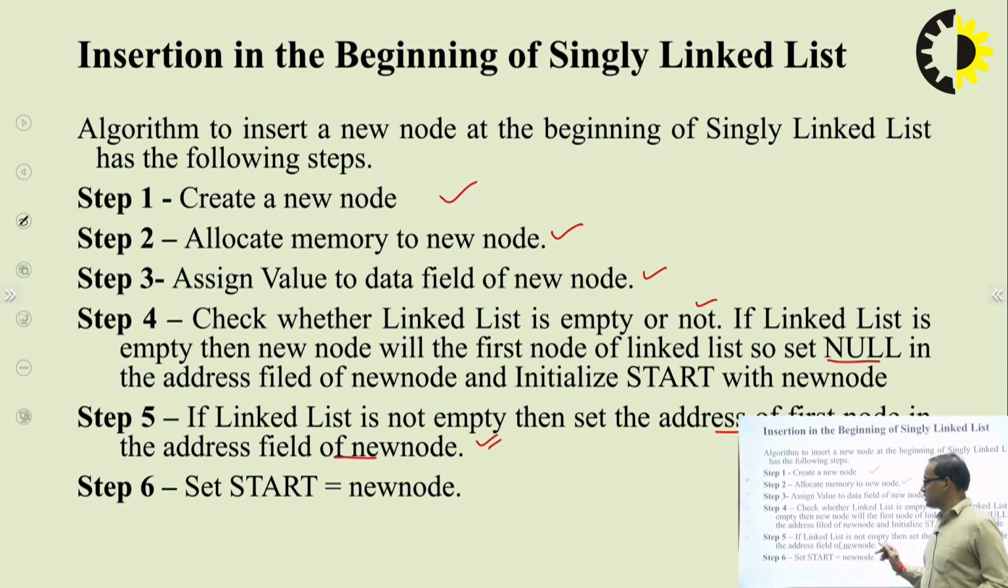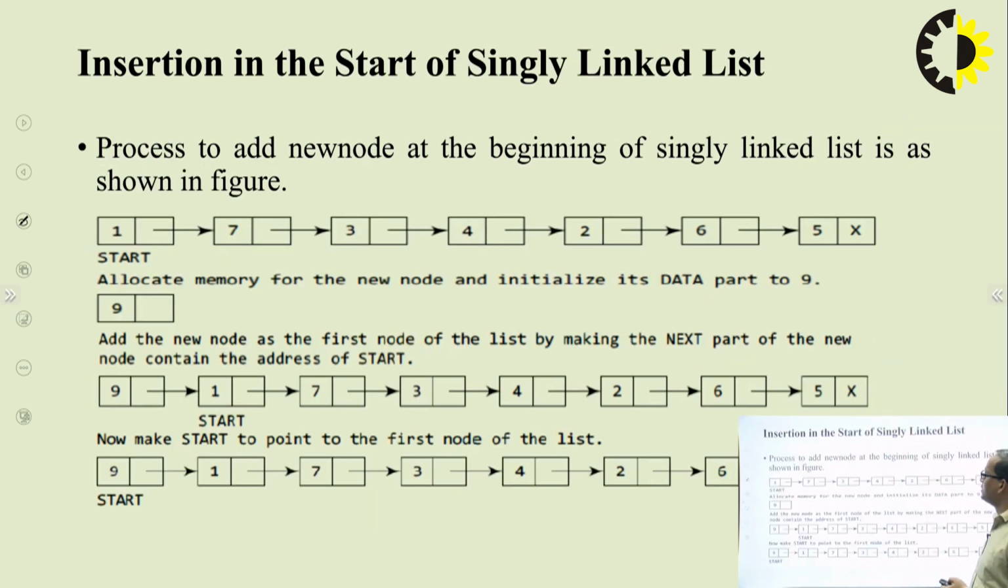And after that, since this is the case of inserting the new node in the beginning of the linked list, when the created node is inserted in the beginning, we have to change the reference of the start variable, because start always contains the address of the first node. So now the newly created node will be the first node, so we have to initialize start with the new node.